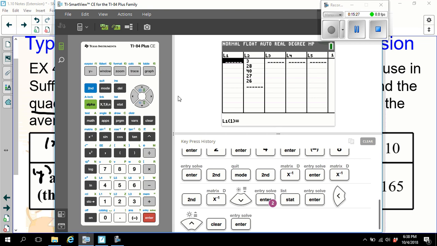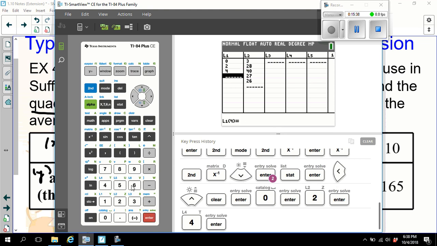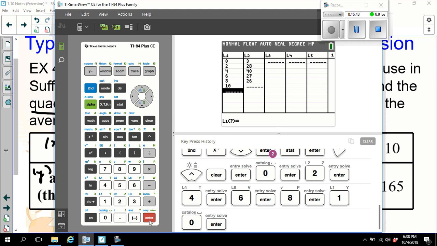So now we are going to plug in the values, and when you plug in values, press enter afterwards. It puts it in your list. So we put 0, then 2, enter, 4, enter, 6, 8, and 10. Okay. Now that we got our L1 or list 1, we're now going to right arrow over to list 2. And once again, as you can see, we have values that we don't want. So I'm going to go up, highlight list 2, press the clear button, and then press enter. It gets rid of all those values.